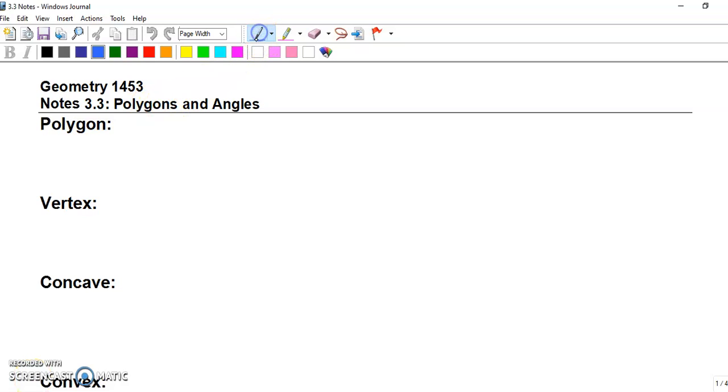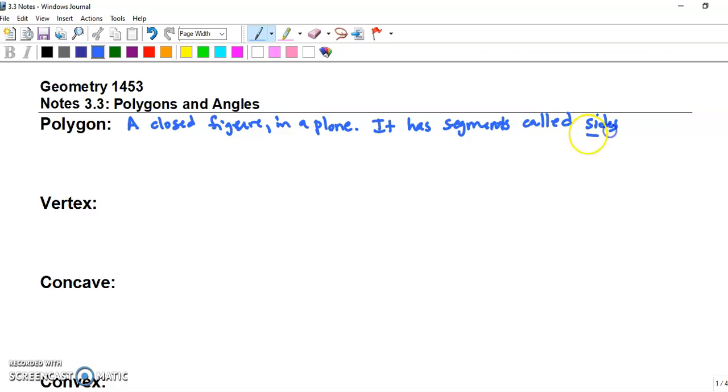So a polygon, the definition from the book, is a closed figure in a plane. It has segments called the sides. So the sides are line segments. They intersect only at their endpoints.